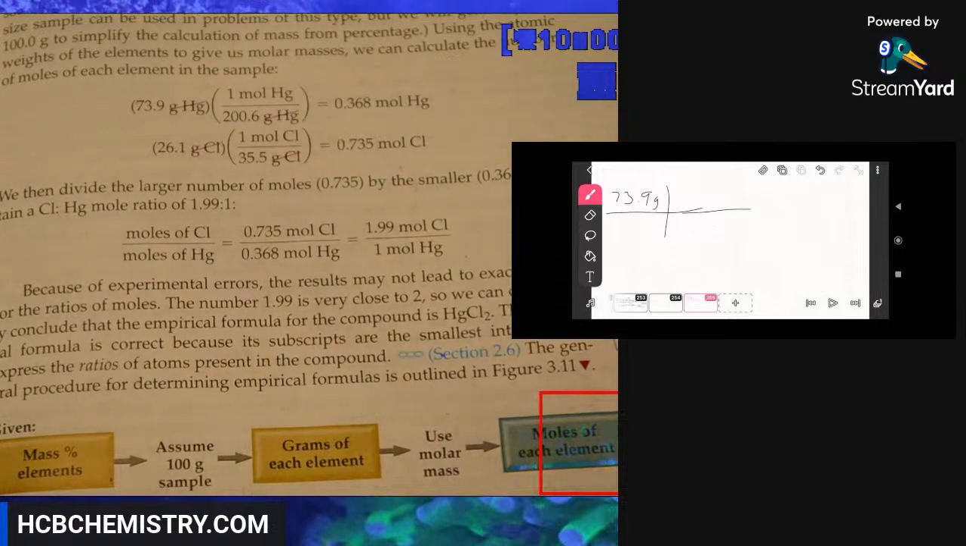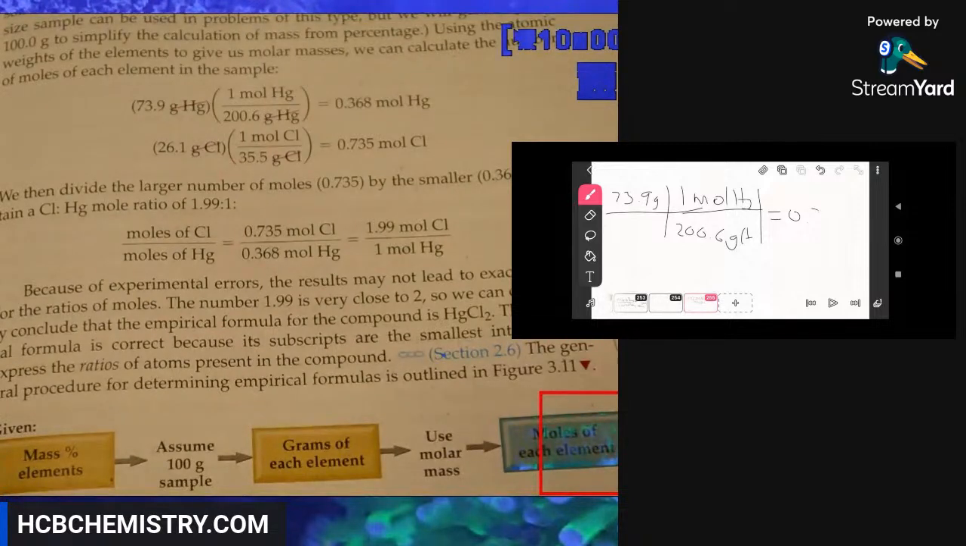So what they're saying is they have 73.9 grams of mercury. And if you look at the periodic table, mercury is gonna weigh 200.6 grams for 1 mole of Hg, which is mercury. That's gonna equal 0.368 moles of Hg. So that's all they're doing.